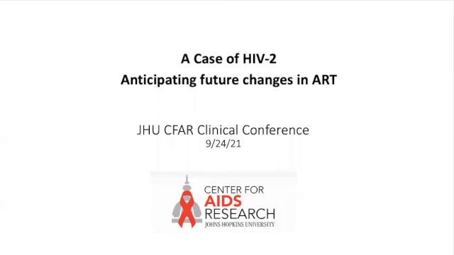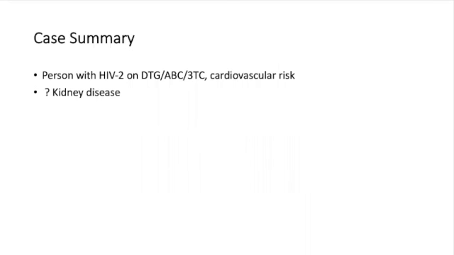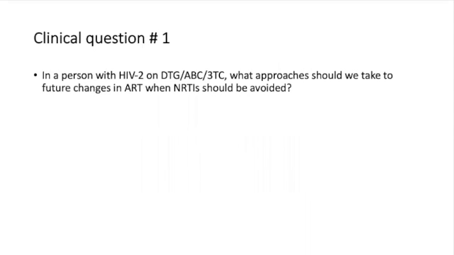So to recap, this is somebody with HIV-2 on dolutegravir, abacavir, and 3TC who has some cardiovascular risk and is developing kidney disease. And so the first clinical question that we had was, in such a patient, what approaches should we take to ART changes when NRTIs should be avoided?